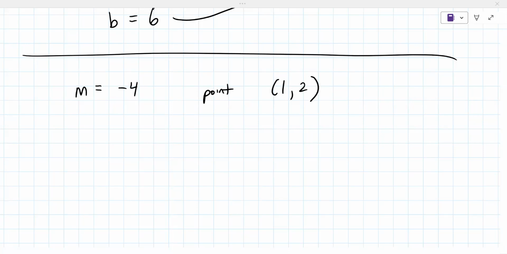So 2 equals negative 4 times 1 plus b. So negative 4 times 1, negative 4.